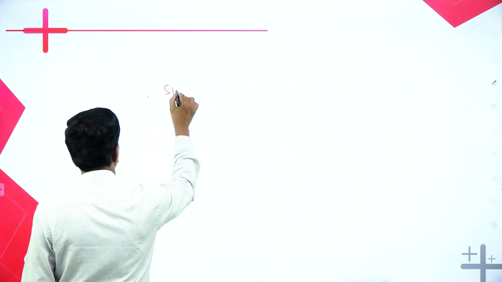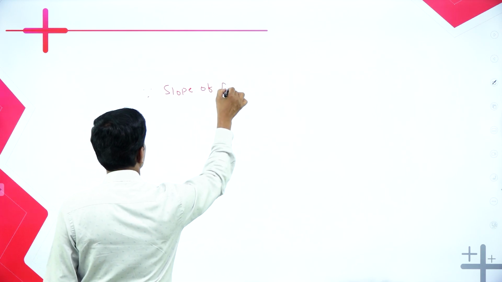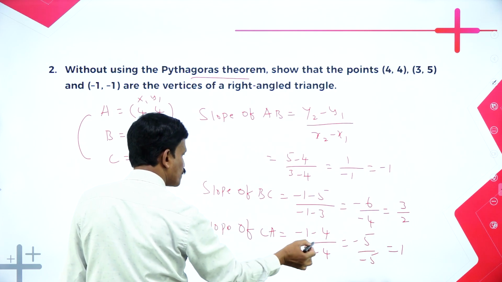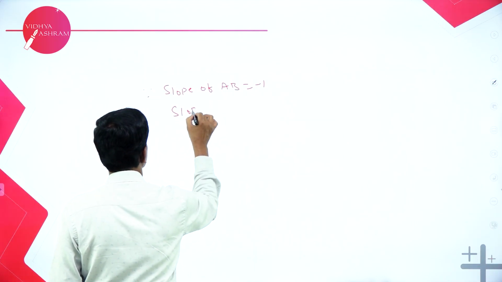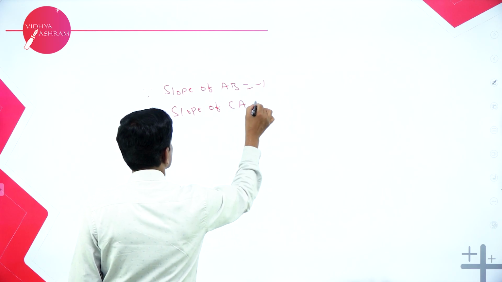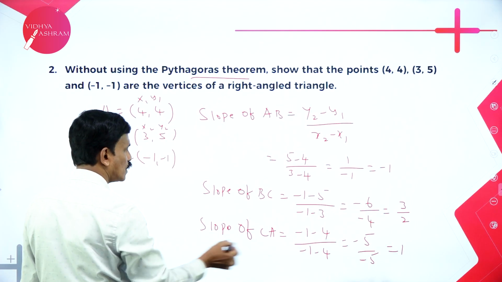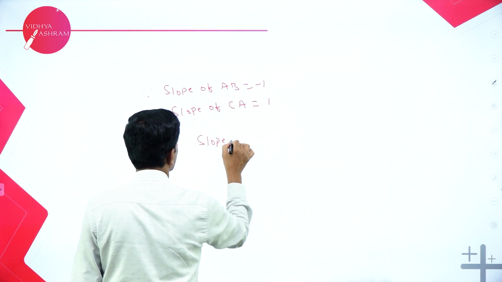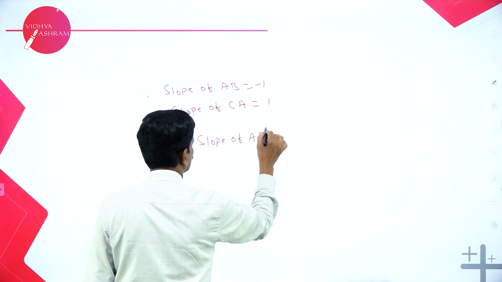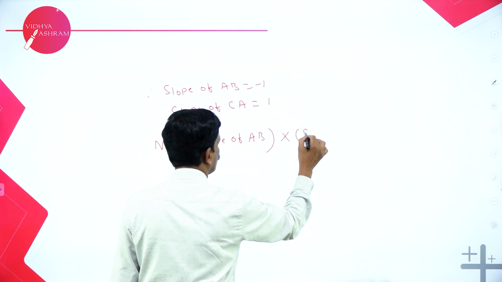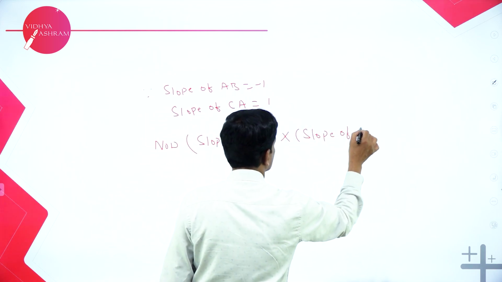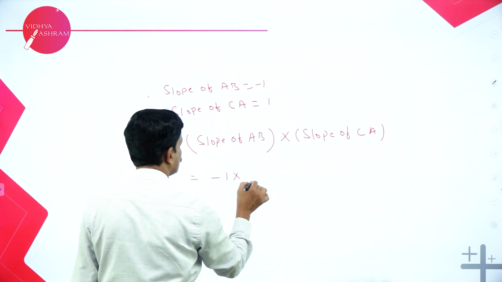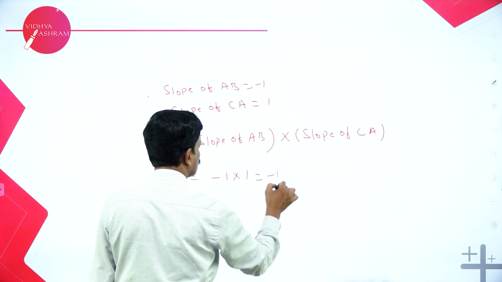What is the slope of AB? Minus 1. The slope of CA is equal to plus 1. Right, now just multiply it. The slope of AB into the slope of CA. Slope of AB is minus 1 and slope of CA is plus 1. This is equal to minus 1.